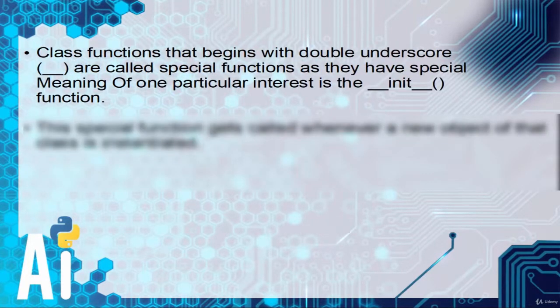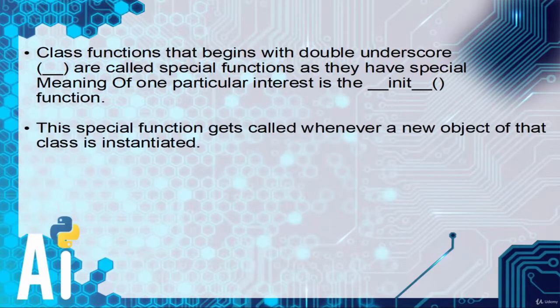Class functions that begin with double underscore are called special functions as they have special meaning. Of particular interest is the __init__() function, that is the init function. This special function gets called whenever a new object of that class is instantiated. Let's see how we can do it practically.